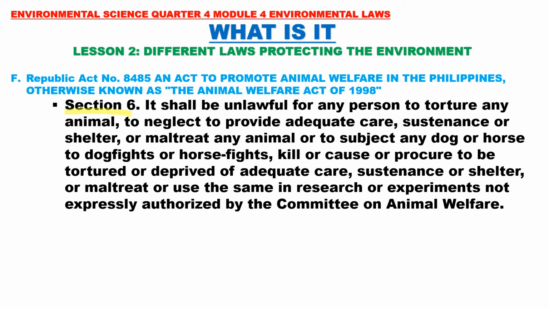Section 6 of RA 8485 states that it shall be unlawful for any person to torture any animal, to neglect to provide adequate care, sustenance, or shelter, or maltreat any animal, or to subject any dog or horse to dog fights or horse fights, kill, or cause, or procure to be tortured, or deprived of adequate care, sustenance, or shelter, or maltreat or use the same in research or experiments not expressly authorized by the Committee on Animal Welfare.